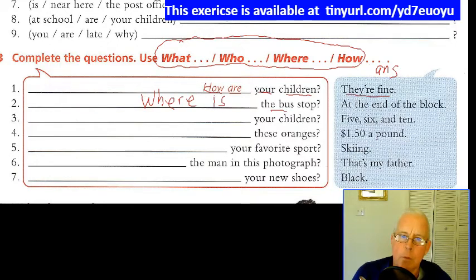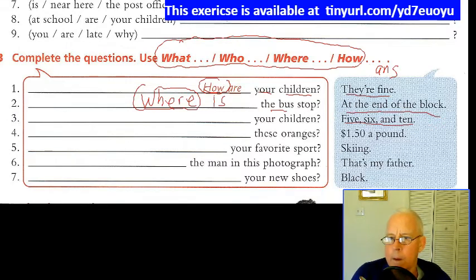But most importantly, you begin with the WH. Where, how. So where is the bus stop? It's at the end of the block, or just at the end of the block. Number 3, the answer is 5, 6, and 10. And what are those?